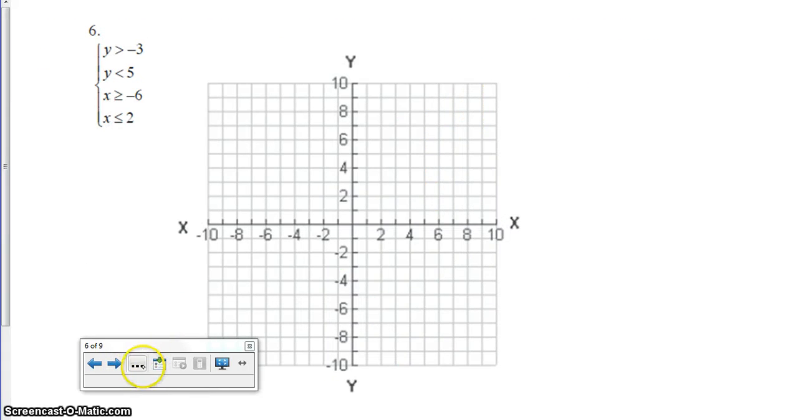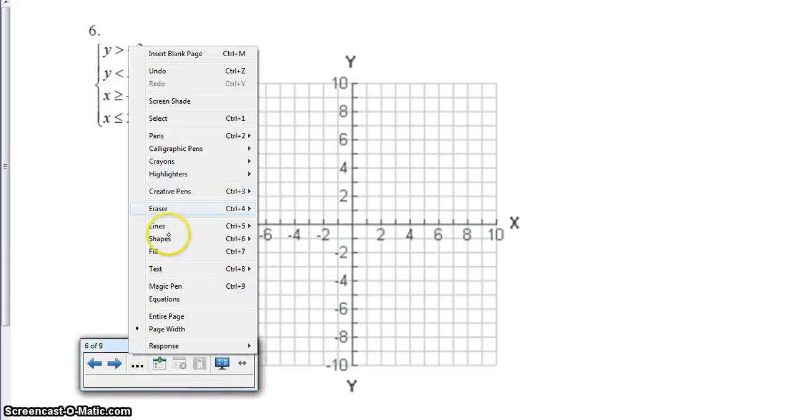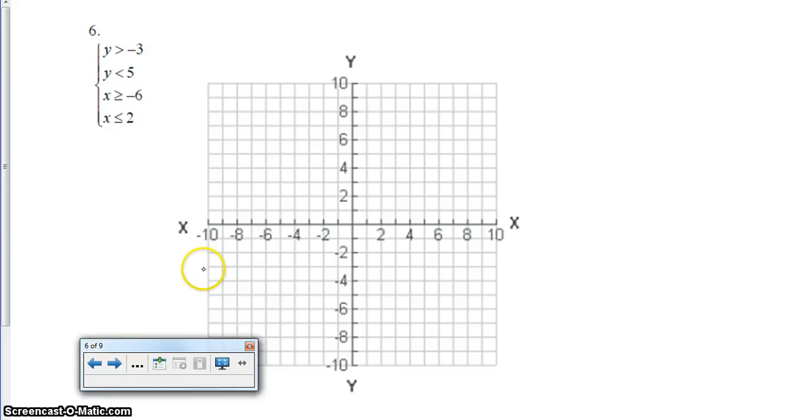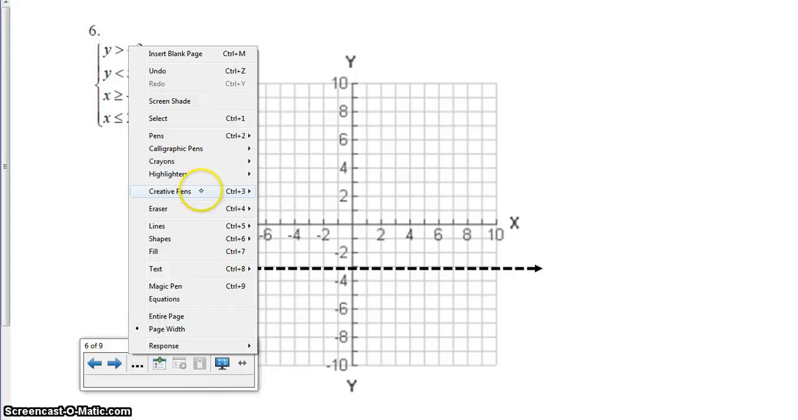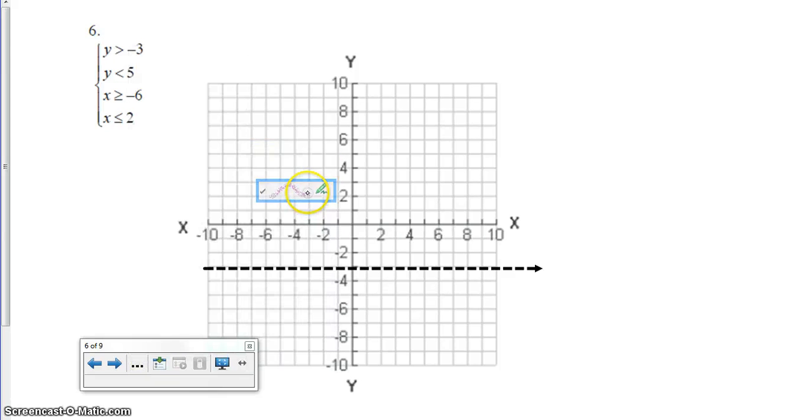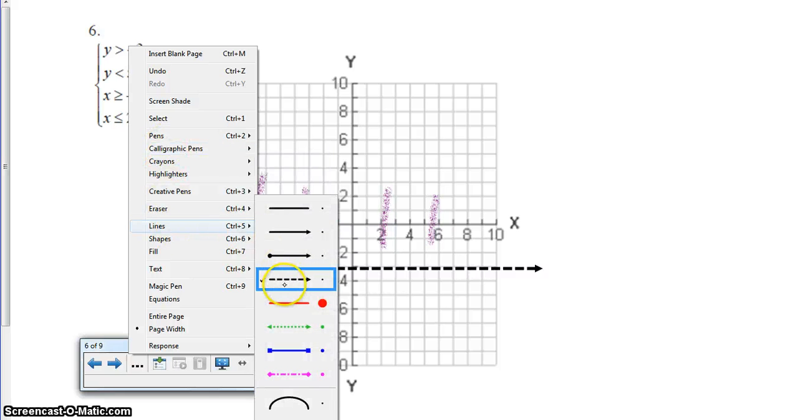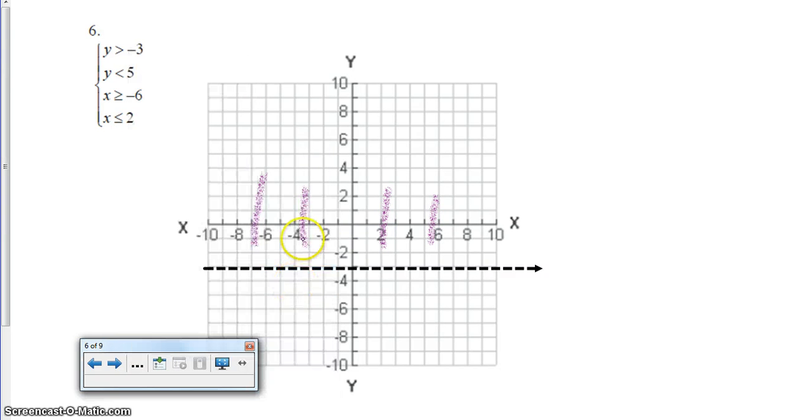Oh my goodness, look at this one. Mrs. Rose, have you gone absolutely crazy? Well, of course she has. y is greater than negative 3. Oh, thank goodness. That's a horizontal line, right? So Mrs. Rose is just going to take her little crayon and she's going to do this. Then she's going to say, oh, y is less than 5. So I'm going to take this and I'm going to make it less than 5, okay?